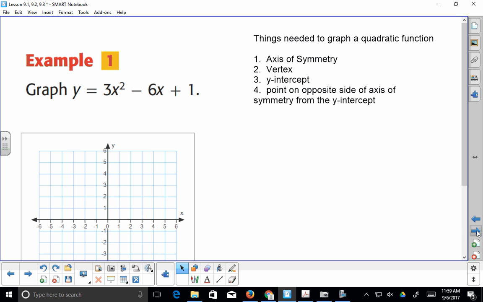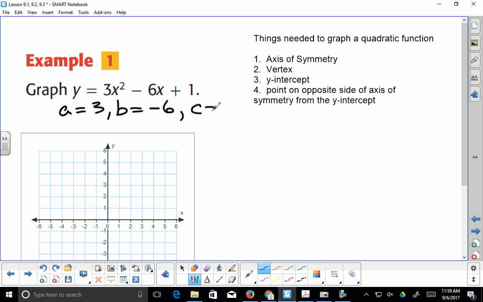So we have this equation, y equals 3x squared minus 6x plus 1, and we want to graph it. So first thing I'm going to do is label my a, b, and c. A is 3, b is negative 6, c is 1.